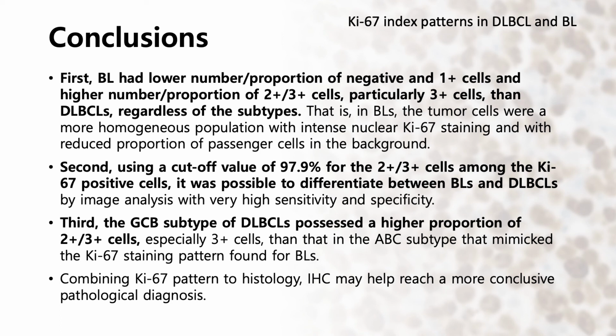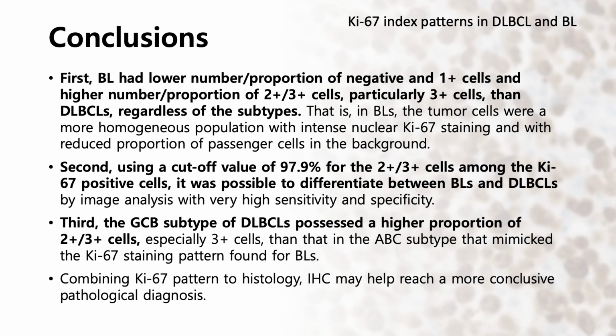Second, using a cutoff value of 97.9% for the 2 positive and 3 positive cells among the Ki-67 positive cells, it was possible to differentiate between Burkitt lymphoma and DLBCL by image analysis with very high sensitivity and specificity. Third, the GCB subtype of DLBCL possesses a higher proportion of 2 positive and 3 positive cells than that in the ABC subtype, which mimics the Ki-67 staining pattern found for Burkitt lymphomas.